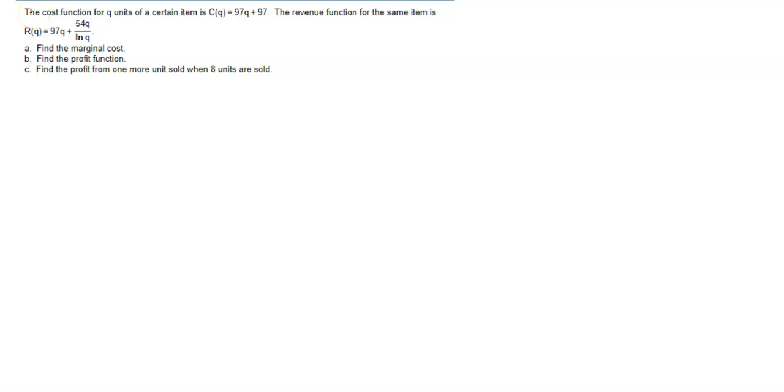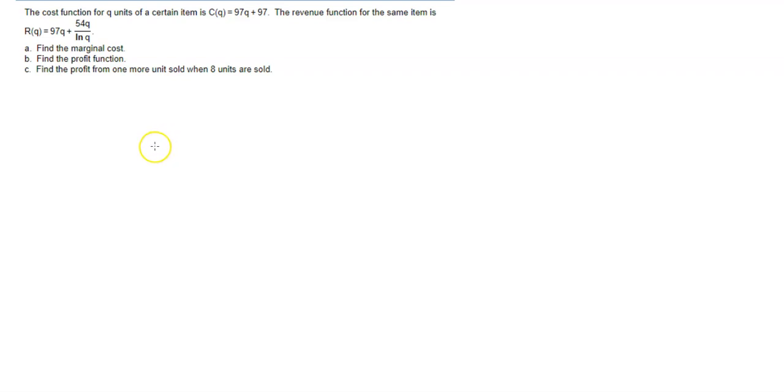Hello, this is Dr. Rody, and in this example, I'm going to work through a marginal profit function involving a function that contains a logarithm. We're told here that the cost function for Q units of a certain item is C of Q equals 97Q plus 97. And the revenue function for the same item is R of Q equals the quantity 97Q plus the quantity 54Q divided by natural log of Q.